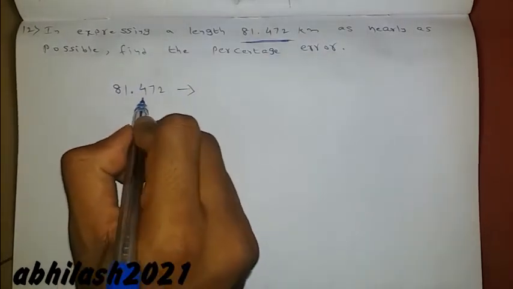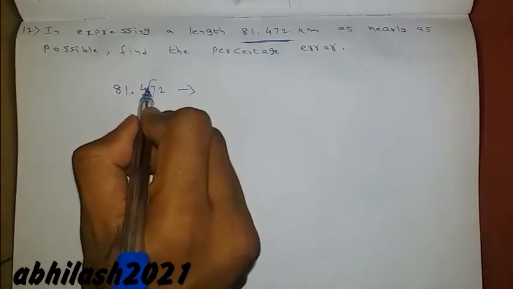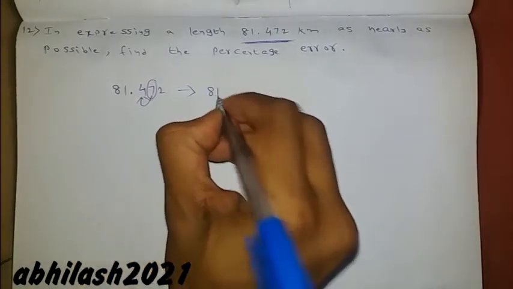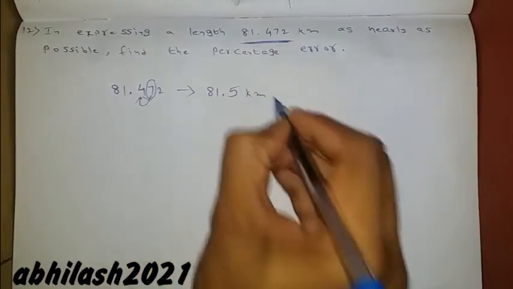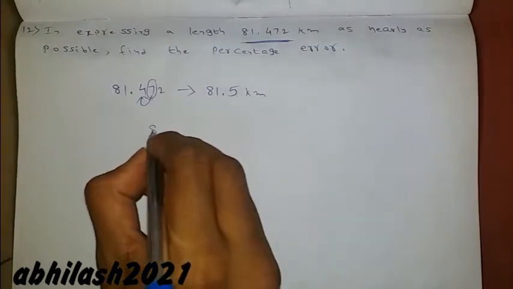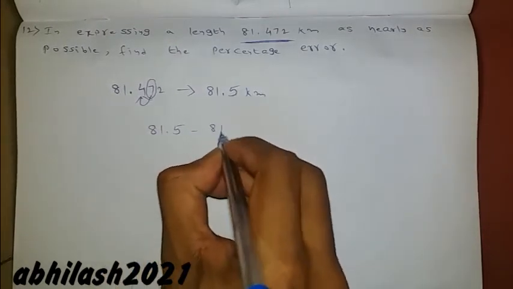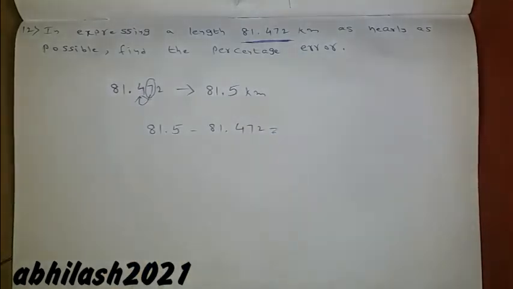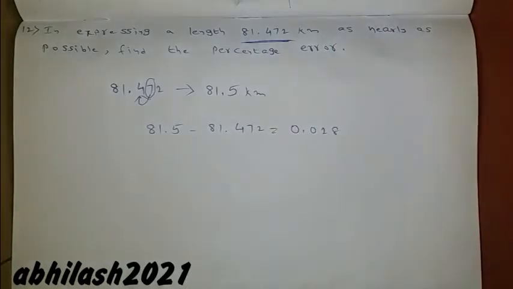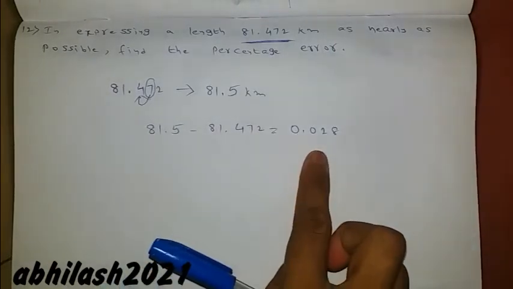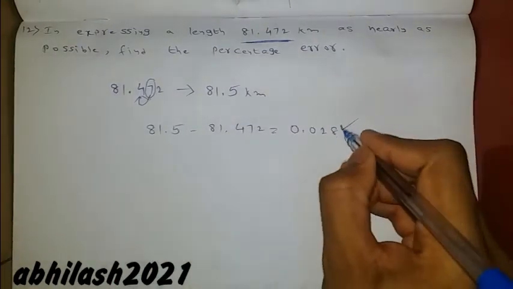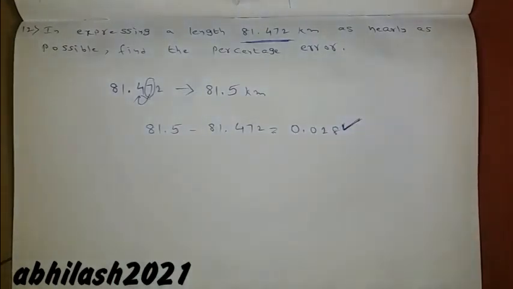Here after the decimal the first digit is 4, second digit is 7, which is greater than 5, so one will be added here. Then it will become 81.5 kilometers. Now first we need to find out how much error is there. 81.5 minus 81.472. If we do subtraction, we will get 0.028. Then we need to find out how much this percentage is.